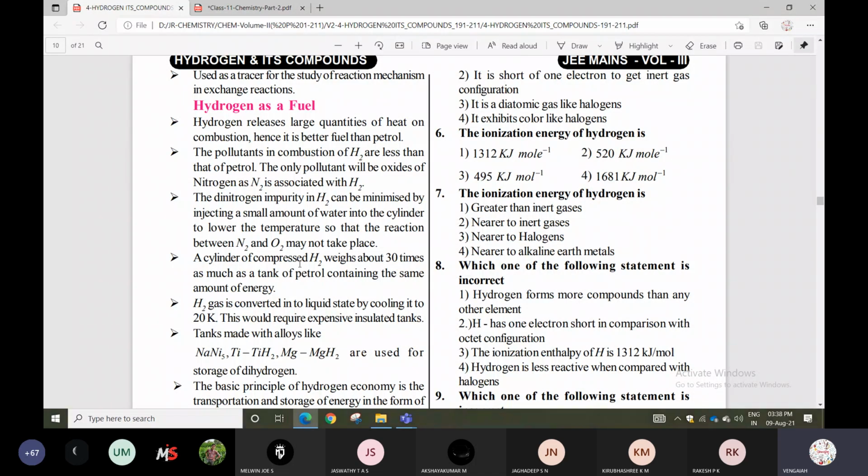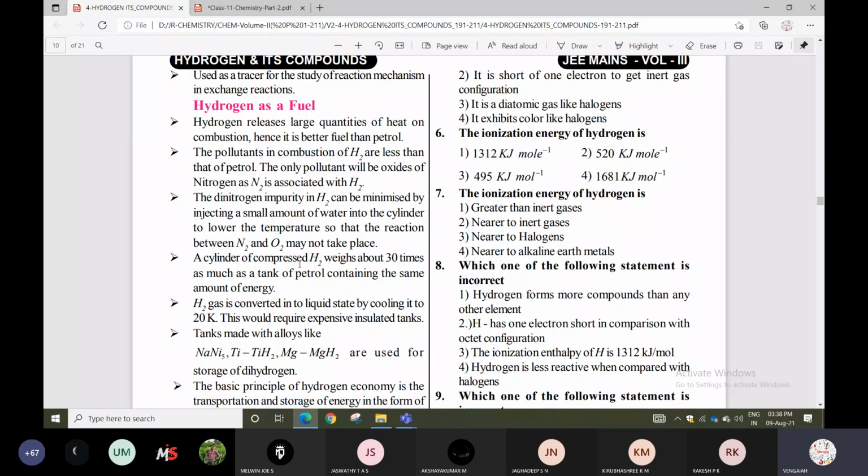H2 is converted into liquid state by cooling it, so it requires expensive insulated tanks. Alloys are used in the storage of dihydrogen. They have given a combination, a mixture of metals: titanium, magnesium, sodium, nickel.